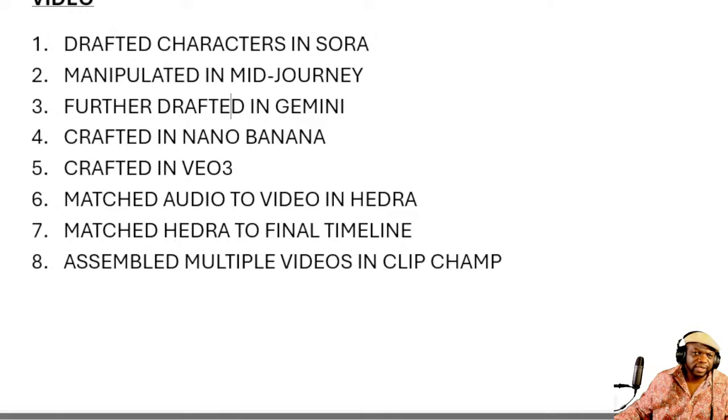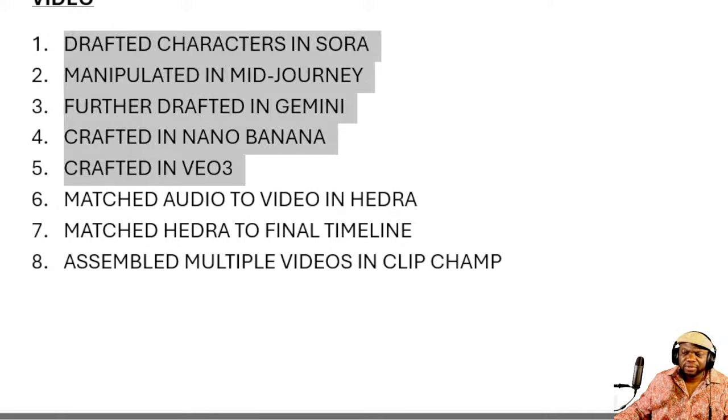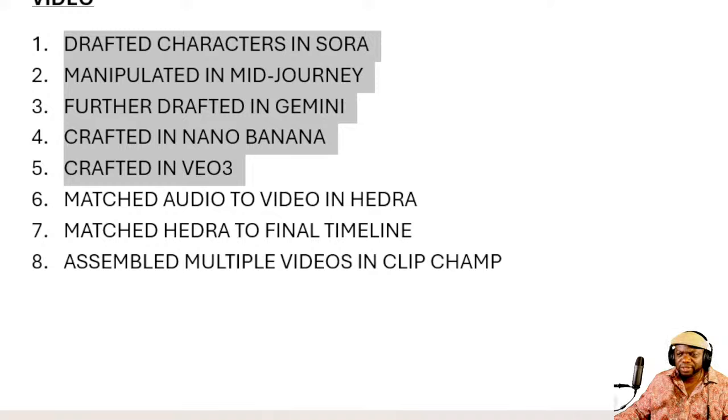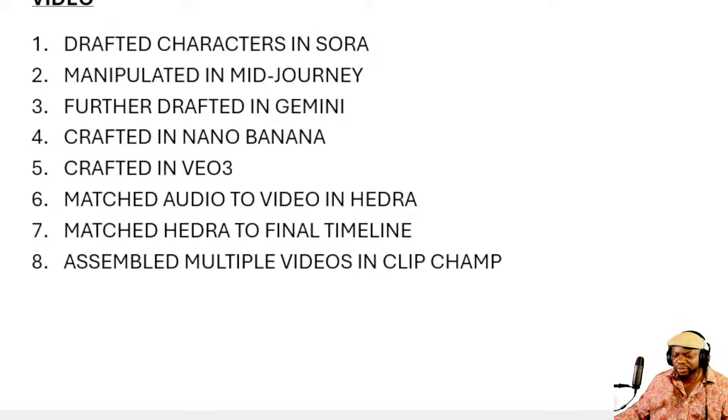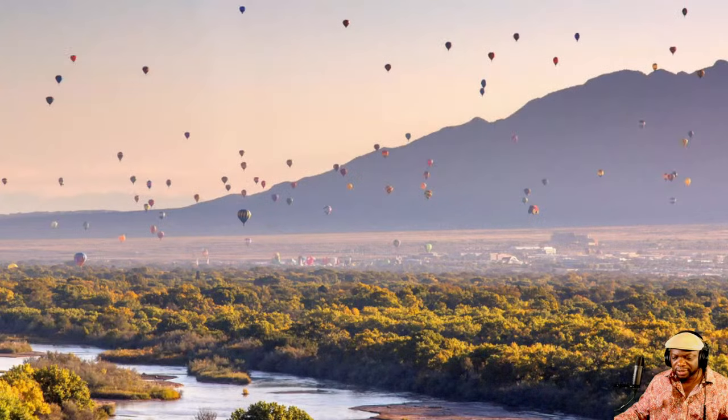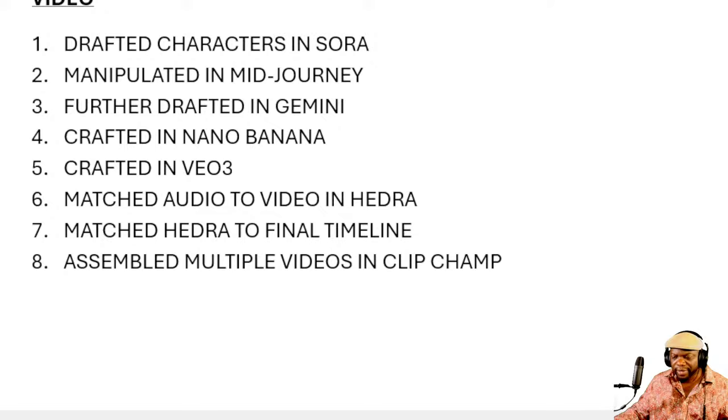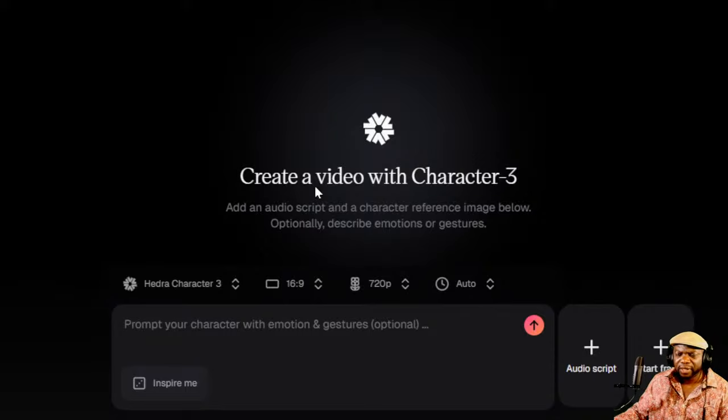Now, when you're done with these first 5, the next thing you're going to do is go into the boss tool. And the boss tool is called Hedra. Hedra. So let me show you what Hedra looks like. This is Hedra right here. And in Hedra, you spend your credits on matching audio to video or audio to static picture for it to generate a moving one.